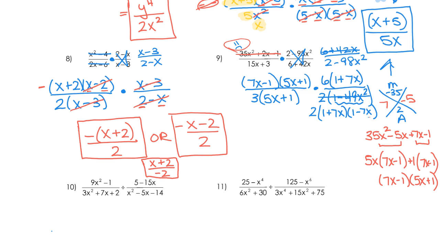All right, so we're looking for any common factors that are exactly the same, and I see a pair right off the bat. I see a 1 plus 7x, and I see a 1 plus 7x, so they're reduced to 1. I also see a 5x plus 1 and a 5x plus 1.